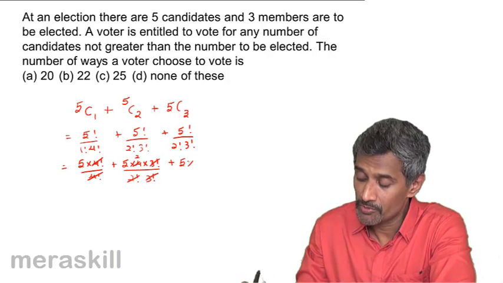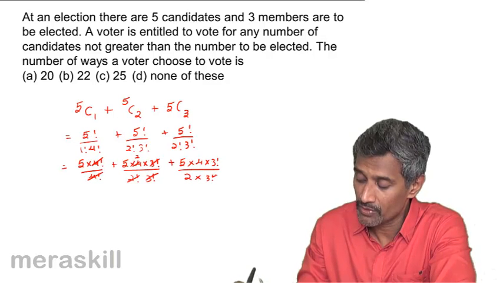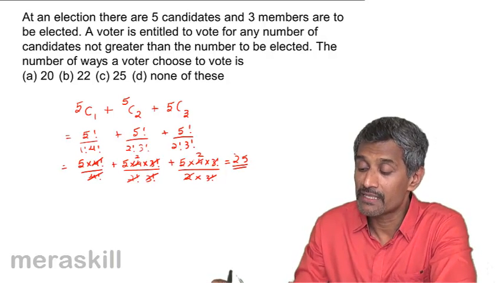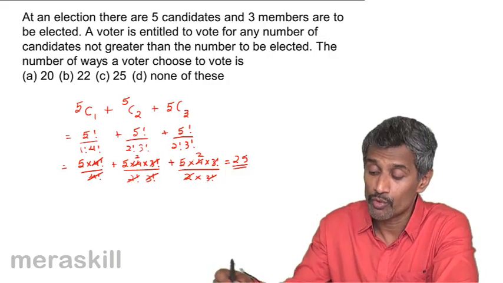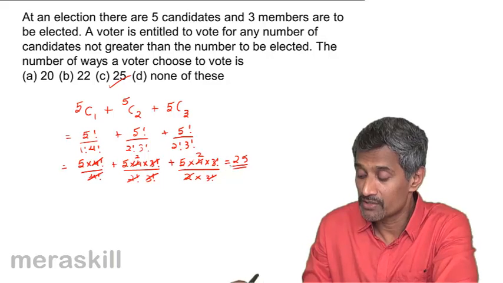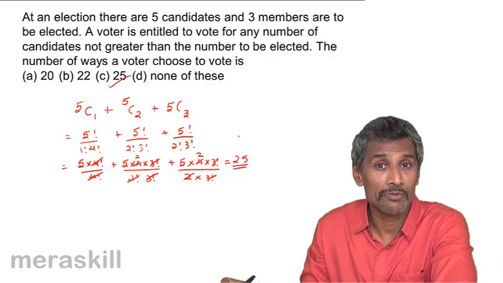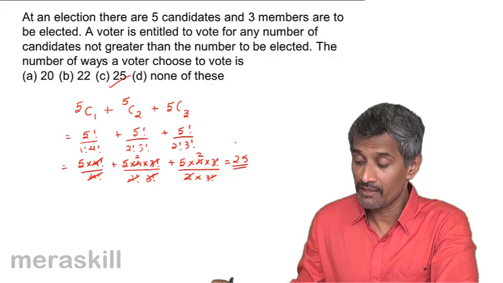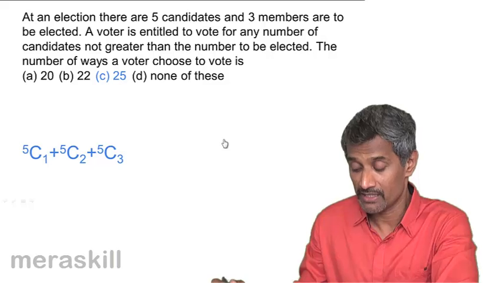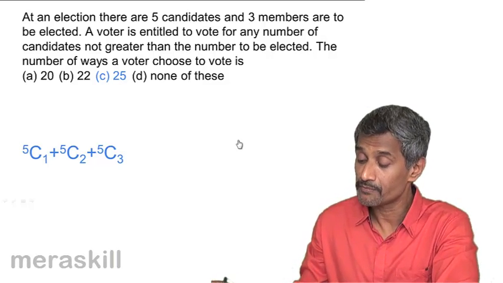Plus, again, this is going to be the same 5 into 4 into 3 factorial upon 2 into 3 factorial. This will also be 10. So it's 10 plus 10 plus 5, 25. So there are 25 ways in which a voter can choose to vote. So he could choose 1 out of 5 or 2 or 3. So considering all the possibilities, there are 25 such possibilities involving the ways in which a particular voter can vote. So our option is 25, and yes, we do have it as 25.